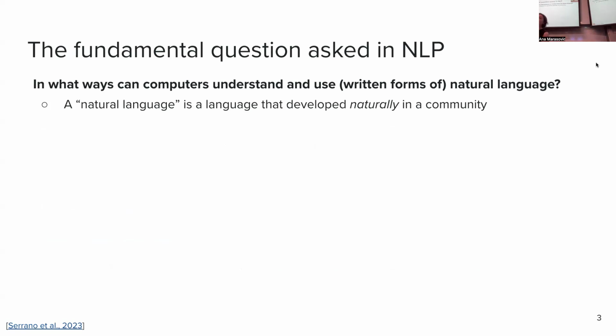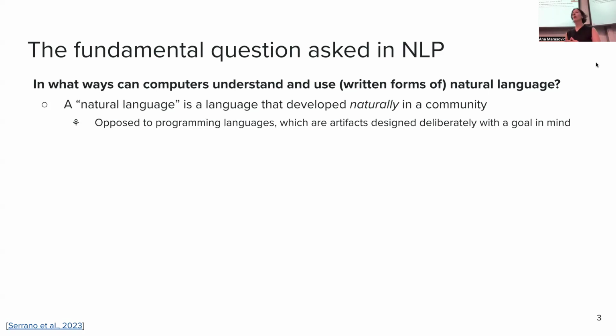Natural language is language that is developed naturally, organically in a community. And since most of you here are CS majors, I can give you kind of an analogy with programming languages, which are opposed to natural languages. Programming languages are defined, written with a goal in mind, unlike natural languages, which just organically develop in a community. And this means that natural language, unlike programming languages, has a lot of ambiguity.